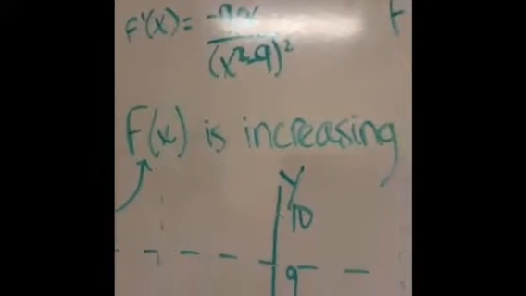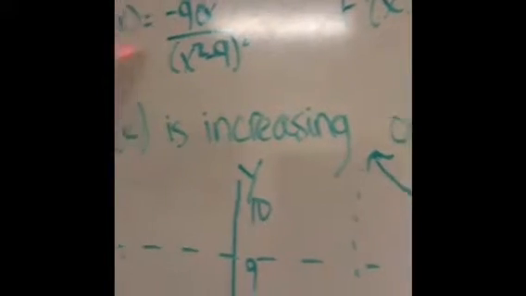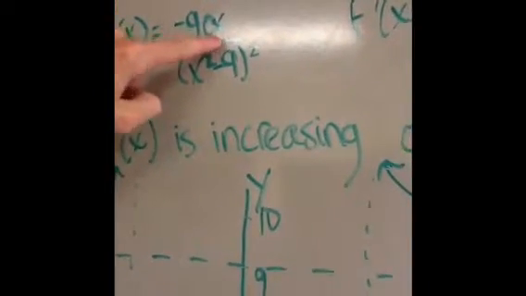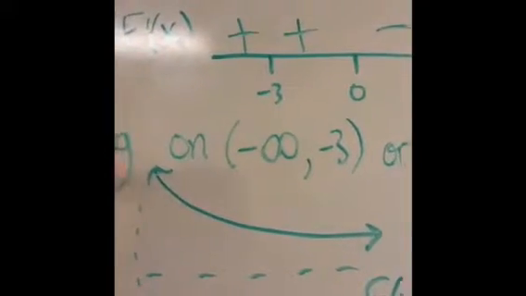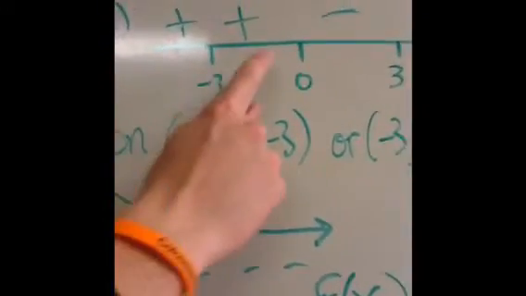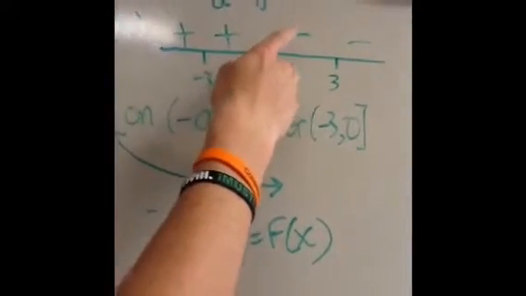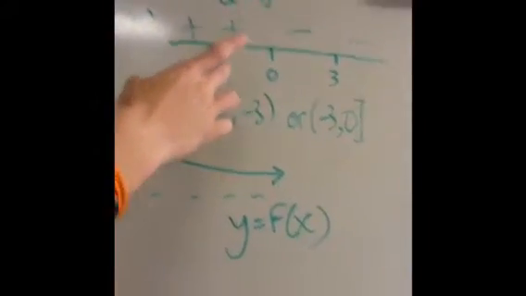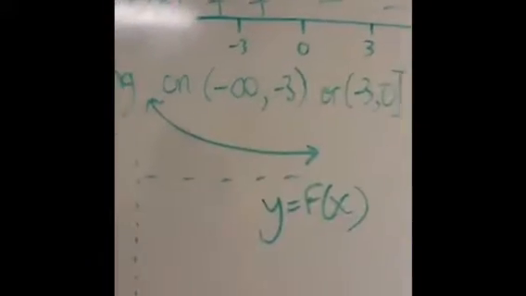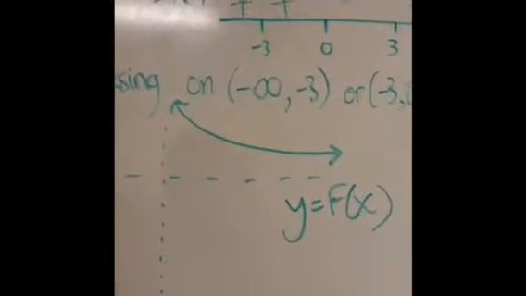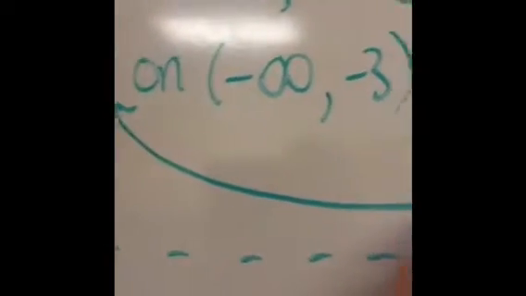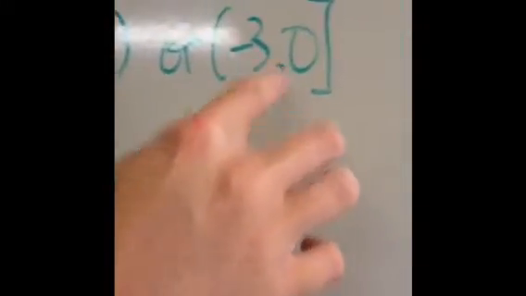So we have to find the critical points of this. We're going to have one at x equals 0, one at x equals negative 3, one at x equals positive 3. So we make our number line and plug in values in between each of these. When you do this, you're going to get a positive value as long as x is less than 0, and a negative value as long as it's greater than 0. So therefore, f of x is increasing on the open interval negative infinity to negative 3, and on the interval negative 3 to 0.